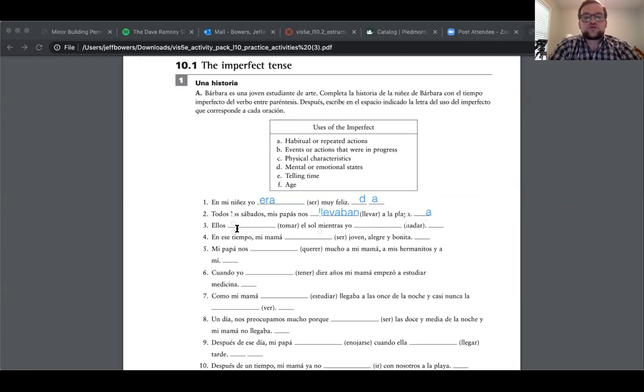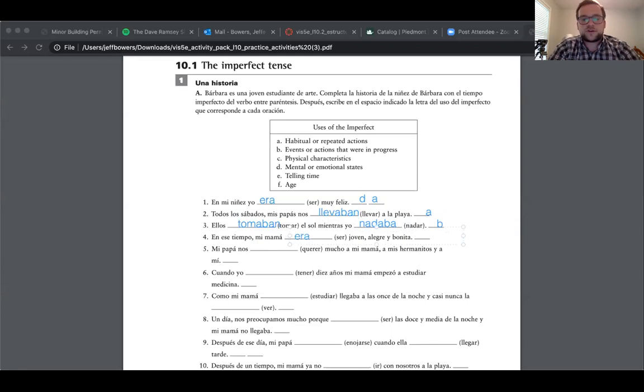Okay, número 3. Ellos, tomar el sol mientras yo nadar, which means to swim, to take the sun, or to sunbathe. So ellos, I got an AR verb there, so tomaban, ¿no? Tomaban el sol mientras yo nadaba. Right? Mientras yo nadaba. So that would be something while I swam, right? They were sunbathing while I swam, so that sounds like it would be an event or action in progress. B, ¿no? Muy bien.